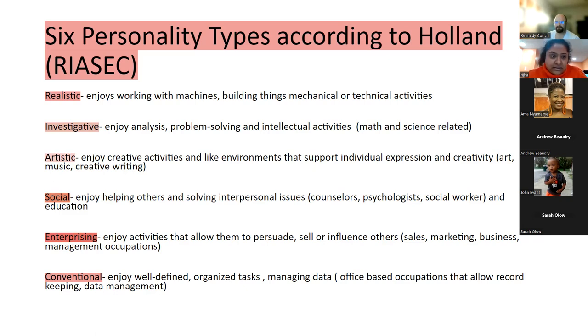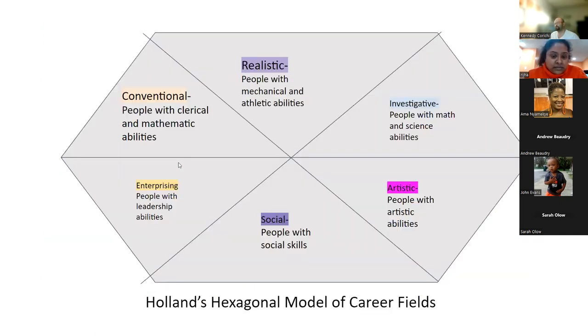So the next slide. Holland's hexagonal model of career fields. I tried to replicate the hexagon model that was in the chapter, figure 8.1 on page 209. So we can go on to the next slide.